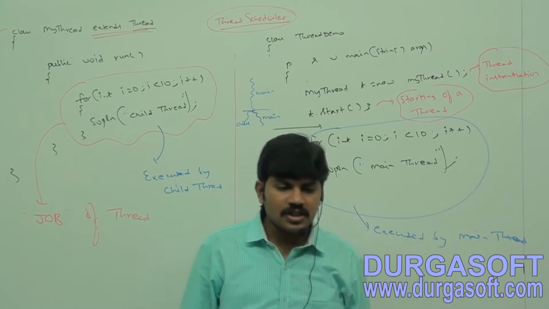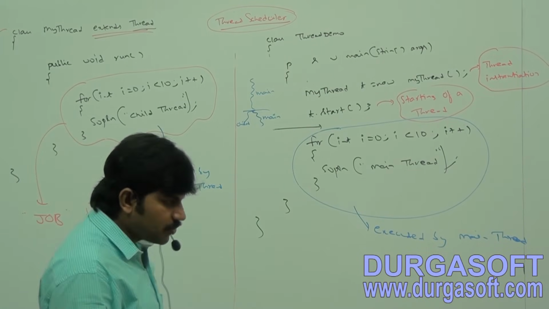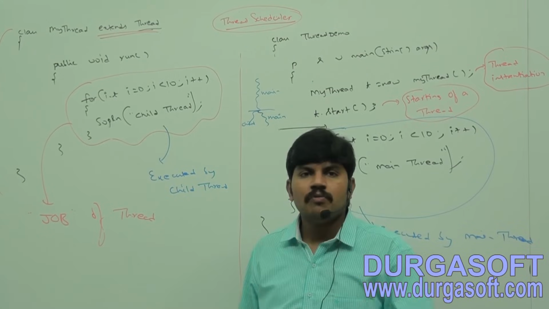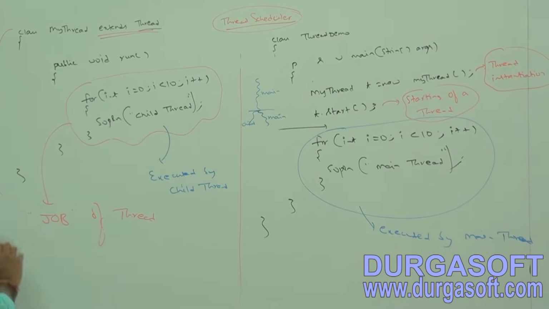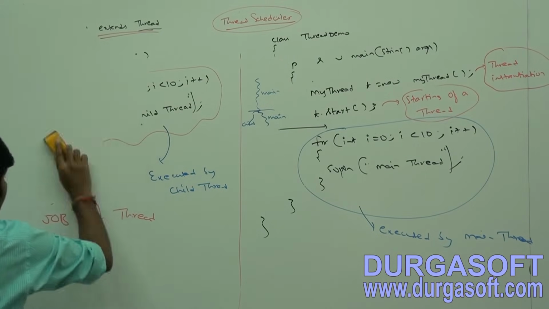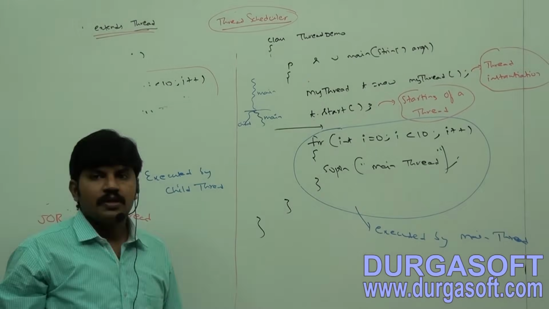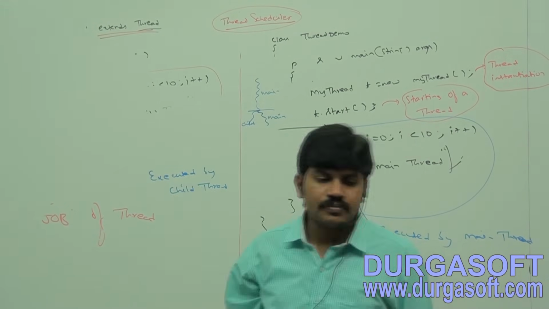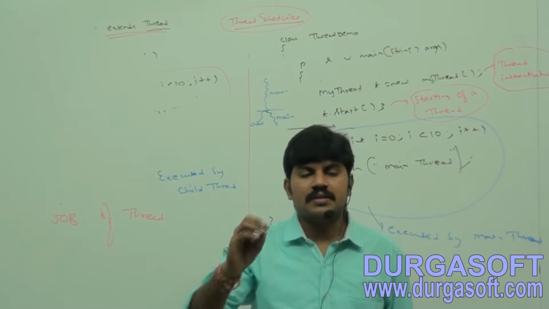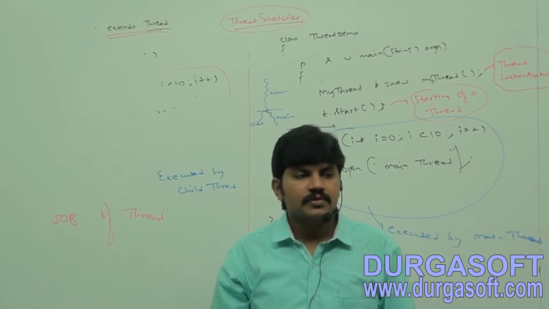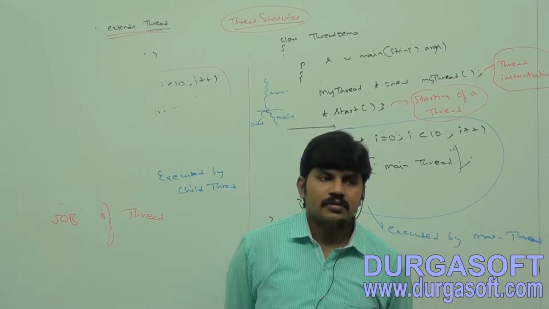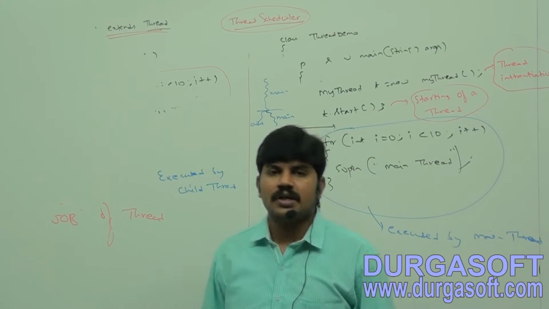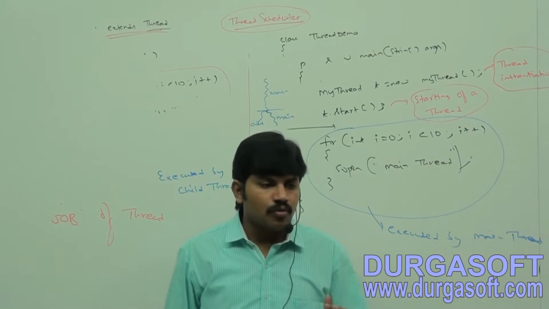We can't expect the exact algorithm followed by the thread scheduler. It varies from JVM to JVM. Hence, we can't expect the thread execution order and the exact output.